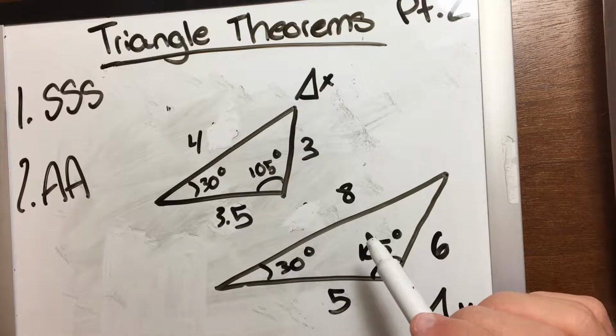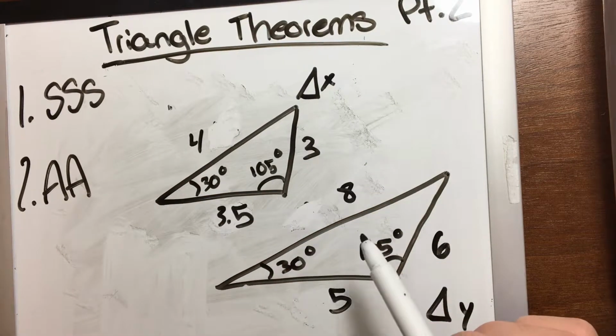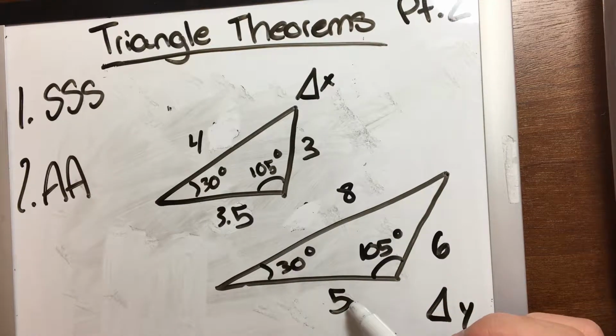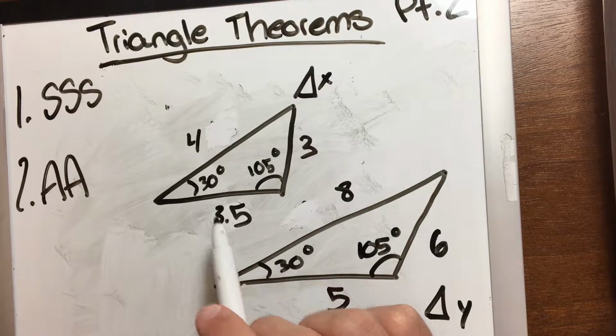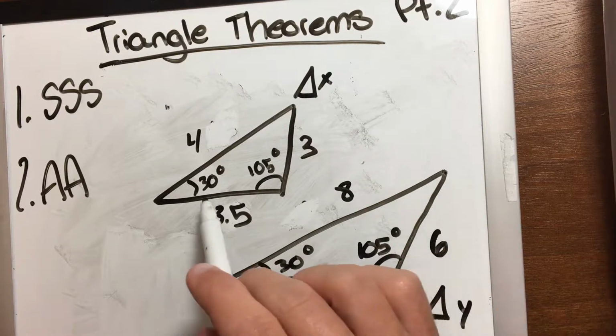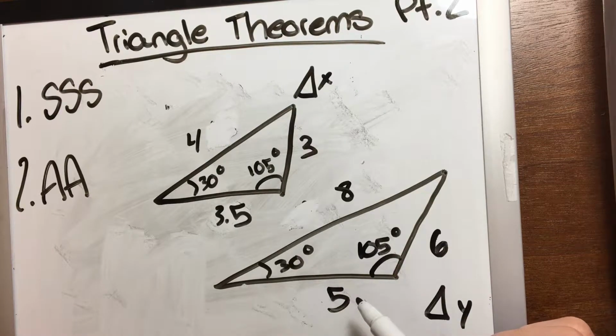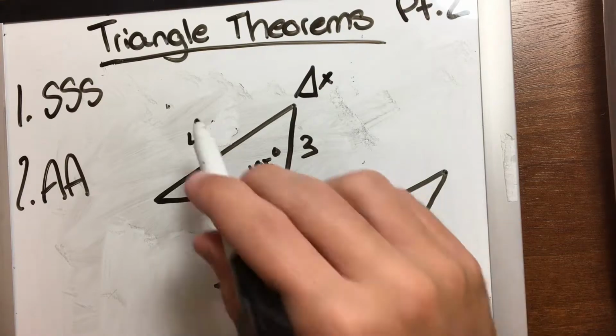So we know this isn't the side theorem because each side is not proportional to one another. 3.5 is not proportional to 5 in the same ratio that 4 to 8 is. 3.5 times 2 is 7, not 5. But if we have the angle-angle theorem, then we can conclude that they must be similar. So let's take a look. 30 degrees and 30 degrees, okay. 105 and 105. Because we have two angles that are congruent in the similar triangles, then we know both triangles must be similar, regardless of the sides.